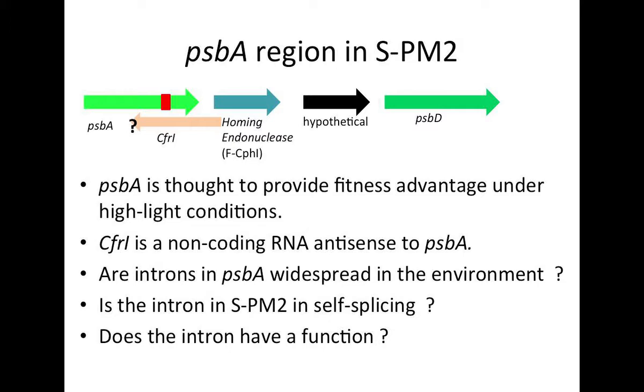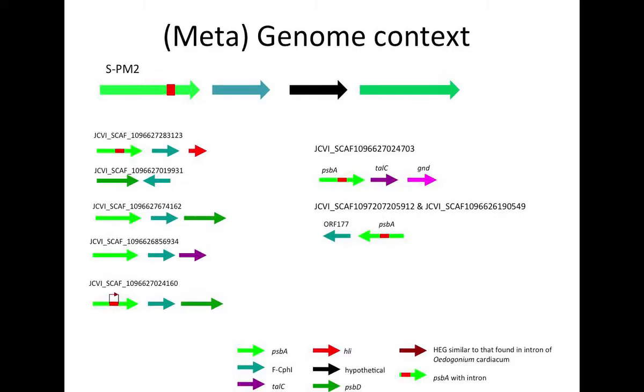psbA is used as a marker for cyanophages now, and people have sequenced literally thousands of psbA genes, but they never seem to find another intron. So we didn't really know why this was the case, and whether this intron is capable of self-splicing, and whether the intron has a function.